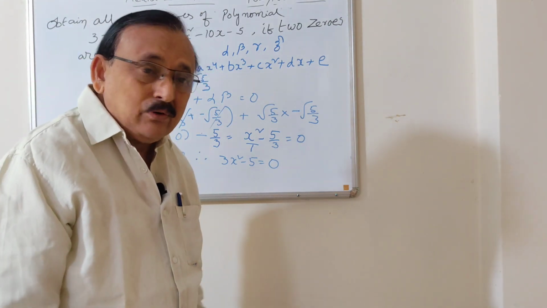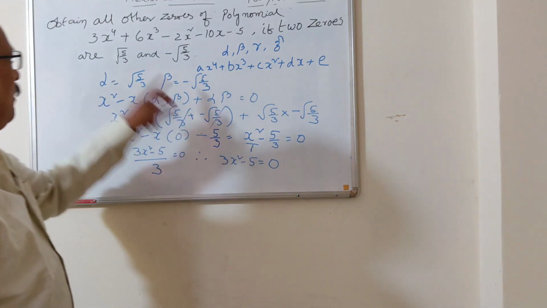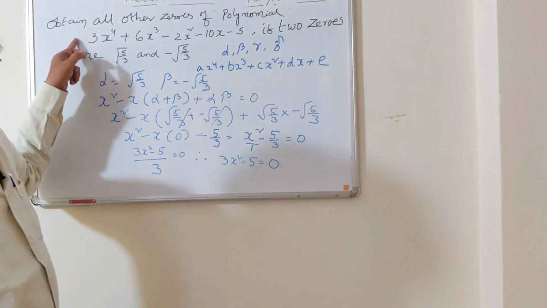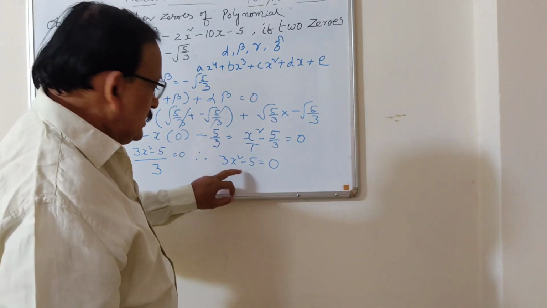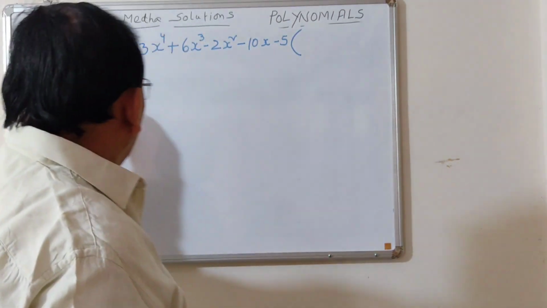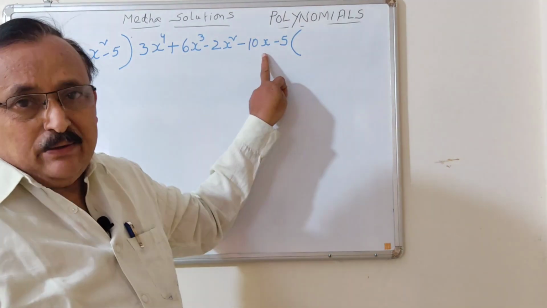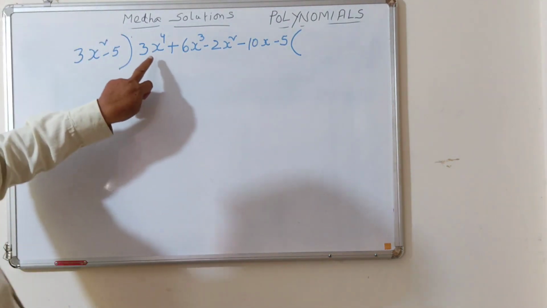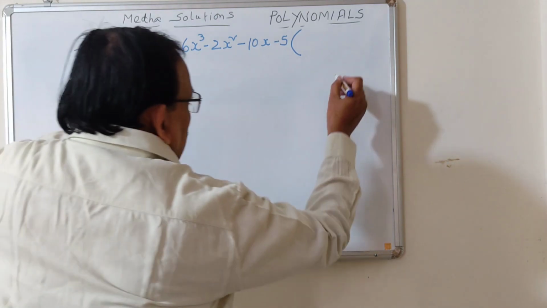Now, we have to divide the given biquadratic polynomial with this 3x square minus 5. Now, we are going to divide with this. Now, students, see, I am dividing the given biquadratic polynomial with this 3x square minus 5. First, we have to eliminate the first term, 3x power 4. How to do it? I am giving some rough work here.